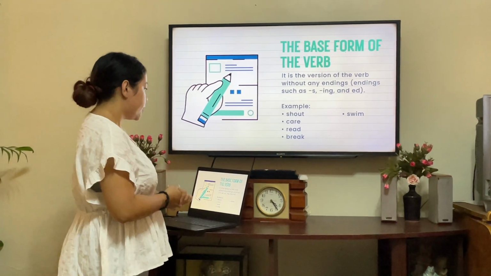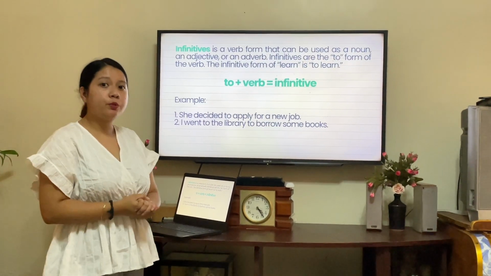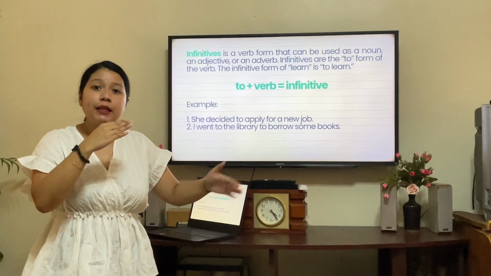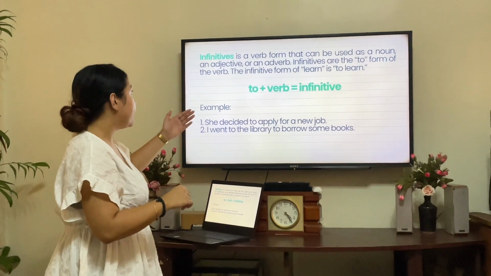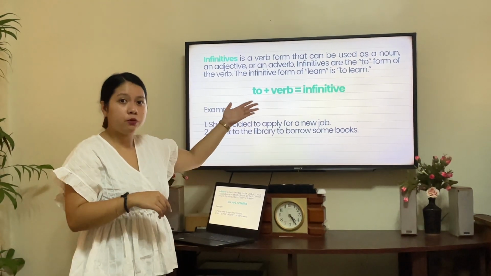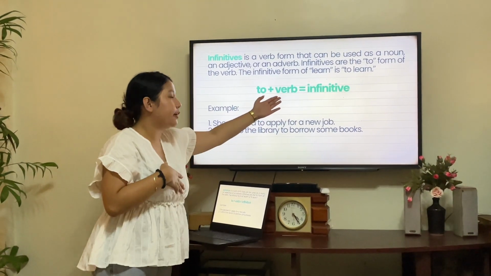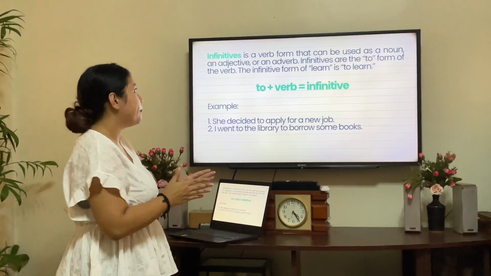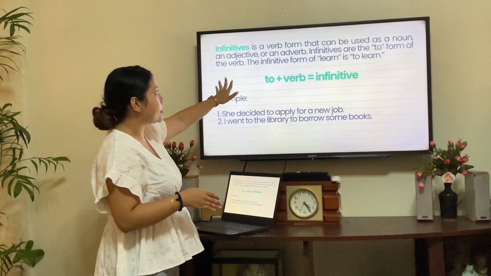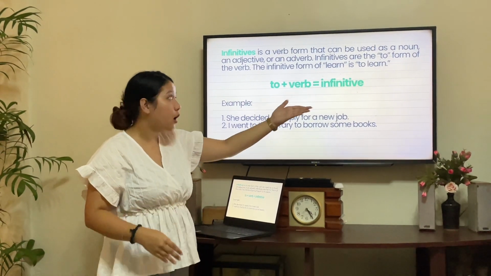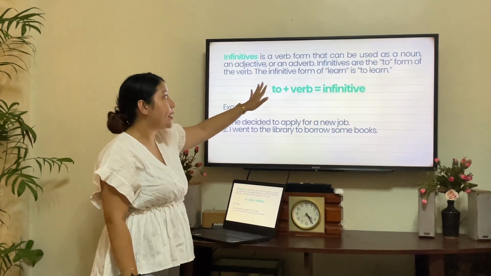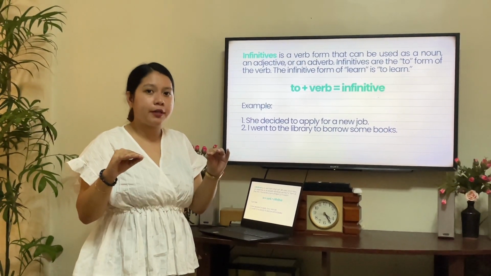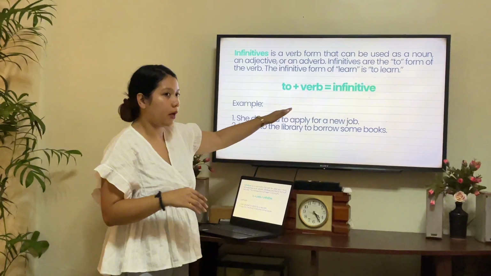So let us now proceed with infinitives. So this base form is like the building block of a verb. This base form will be used here, and this to plus verb is the formula of infinitives. An infinitive is a verb that can be used as a noun, as an adjective, or an adverb. So, in short, the infinitive formula is to plus verb.